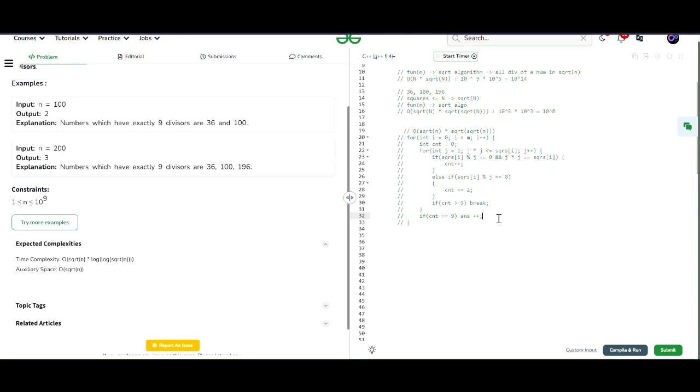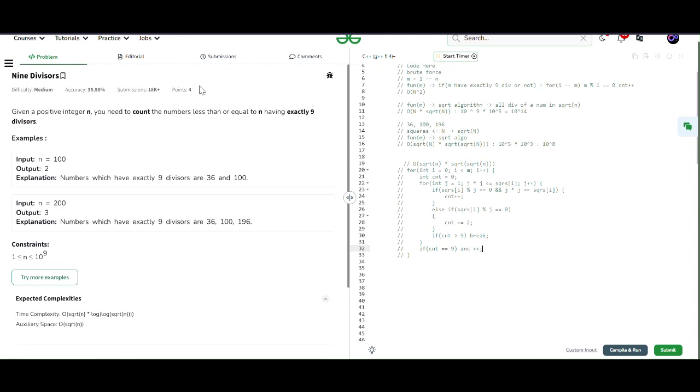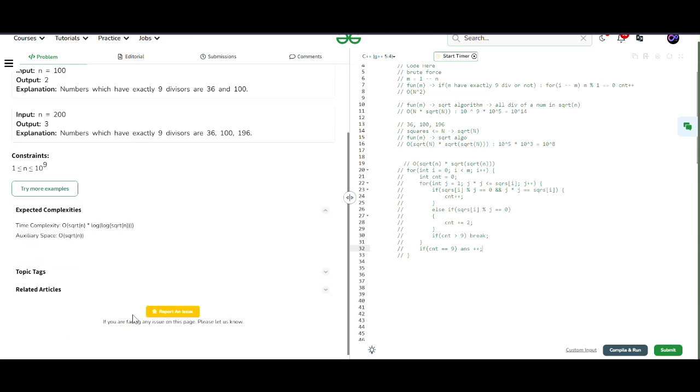So this approach can solve the problem and also reward you the 4 points for this number, right? But if you analyze the time complexity, it is saying that the base time complexity is square root of n into log of square root of n. So how can I solve this problem with this much time complexity?